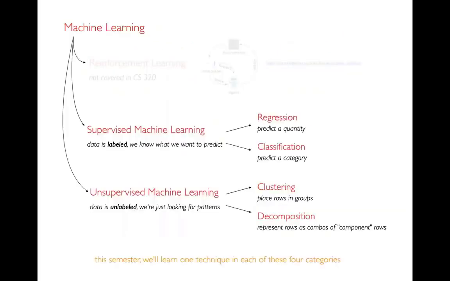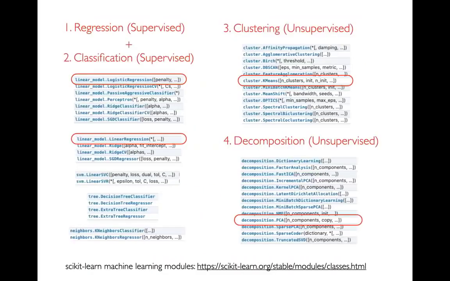Okay, so that's a whirlwind tour of these 4 problems we're going to solve: regression, classification. Those are both supervised because, again, it's labeled. Clustering, decomposition. There is no column we're trying to predict, so that's unlabeled. It's unsupervised learning. And for each of these 4 things, there's actually a ton of different algorithms out there. In this semester, we only really have time to learn one algorithm for each of them.